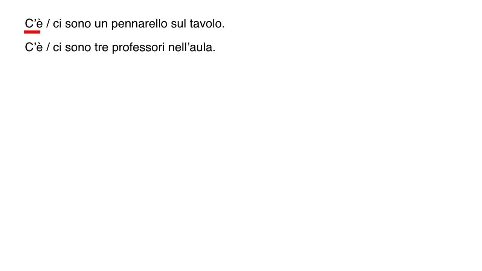Per esempio, un pennarello sul tavolo. Tavolo vuol dire table, ok? Un pennarello sul tavolo. Cosa pensate, ragazzi? C'è o ci sono? Un pennarello, one marker, right? It's one thing. So it's c'è un pennarello sul tavolo. There is one marker on the table. Tre professori nell'aula. C'è o ci sono? Cosa ne pensate? Sono tre professori.